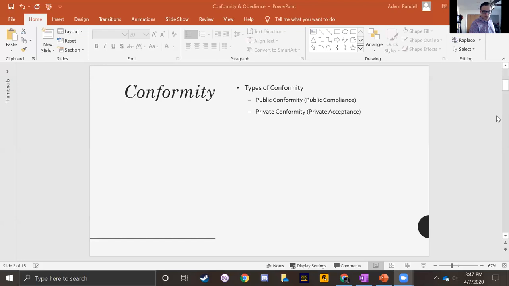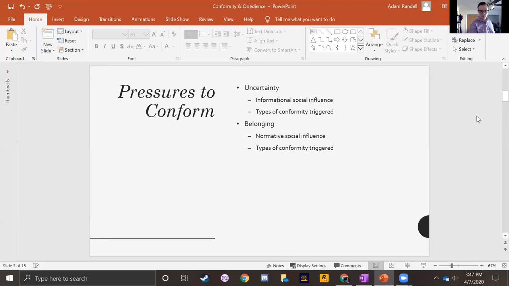Now, we conform for at least two reasons. One, uncertainty. Sometimes we walk into situations and we don't know what the right thing is to do, right? Think about those of you who have ever gone to a different country. You don't know what the customs are there. You don't know what is expected of you by other people, right? And so what do you tend to do? You look at those around you and do whatever they're doing, right?